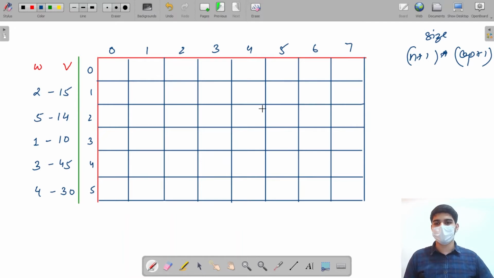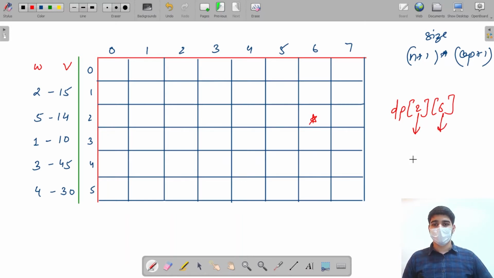Let's look at the meaning of each and every position, right? So what would be the meaning of this point, let's suppose, if I draw this with red, this point. So this is DP of 2, 6. This would mean by using the first two items, what is the maximum value that I can generate when the capacity is 6, right? By using these two items, what is the maximum value that I can generate at capacity 6? This is what it means, right?